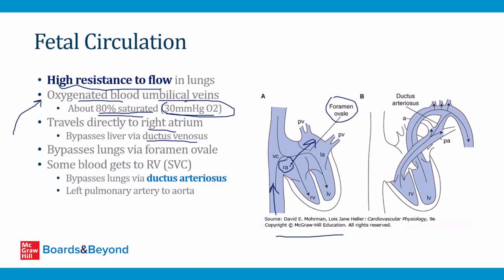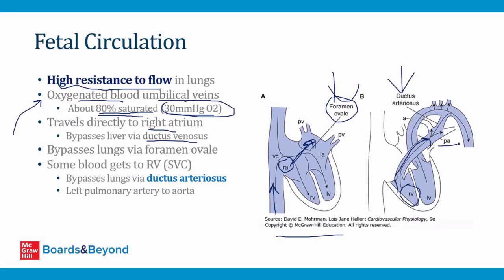The path of least resistance is to go through that foramen ovale over to the left side of the heart. Now, even though the foramen ovale is present, some of the blood from the umbilical veins is going to reach the right ventricle, and it's going to get pumped out into the pulmonary arteries. But once again, it's hard for that blood to move through the lungs because of the high resistance to flow. So that blood is going to bypass the lungs through another shunt besides the foramen ovale, and that other shunt is called the ductus arteriosus.